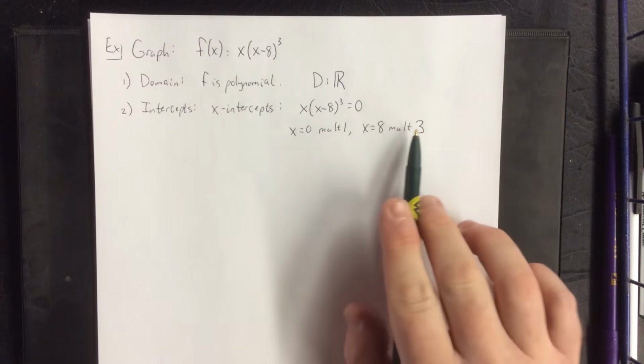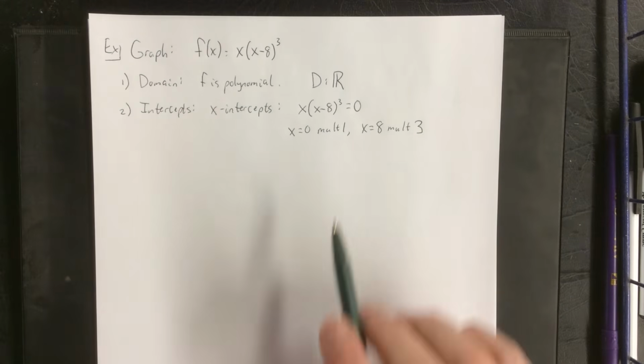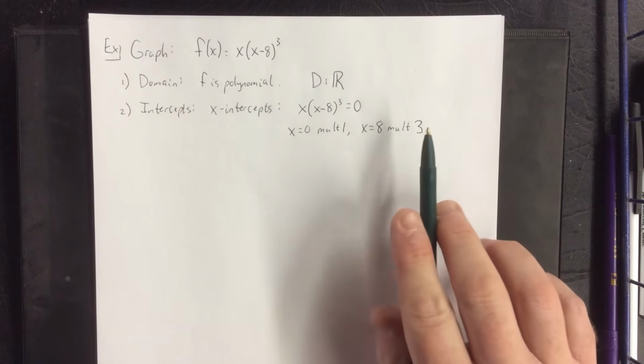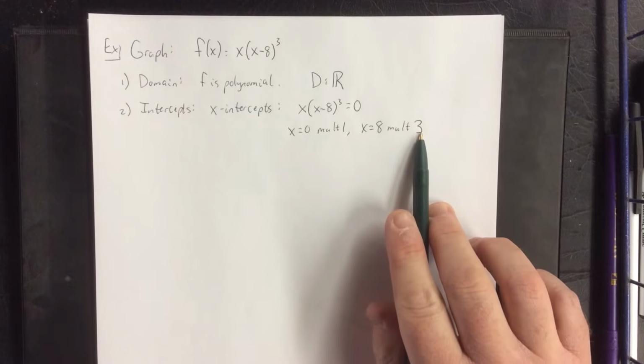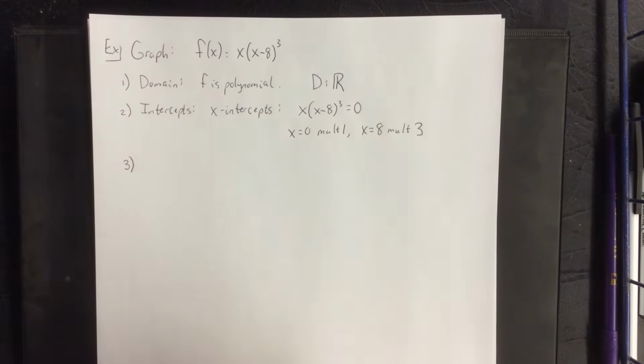Now, when you have an odd multiplicity, the graph is going to cross the x-axis at those points. Multiplicity of 1 means it's going to cross through locally like a line, and multiplicity 3 means that it's going to pass through like a cubic. More on that after we actually do some calculus.